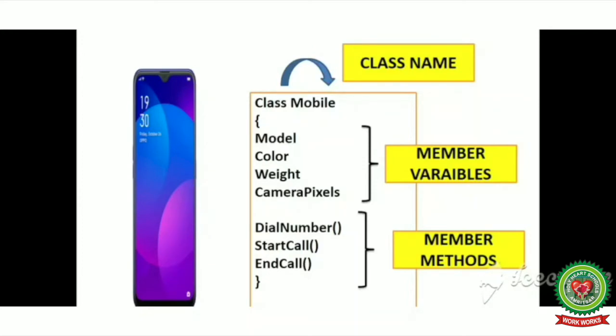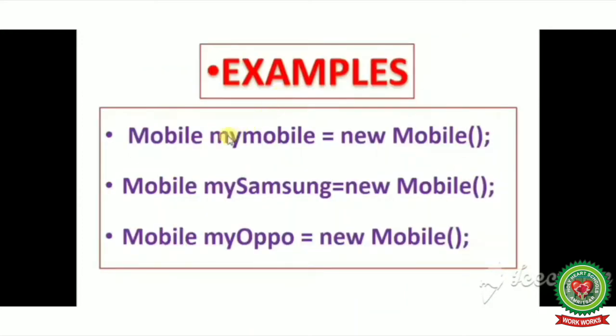Now how will we create them? Mobile is a class. So we will write Mobile myMobile is equal to new Mobile round bracket semicolon. Now myMobile is an object name that is getting space in the memory with the help of the new operator. Similarly, Mobile mySamsung, this is an object, is equal to new Mobile round bracket semicolon.